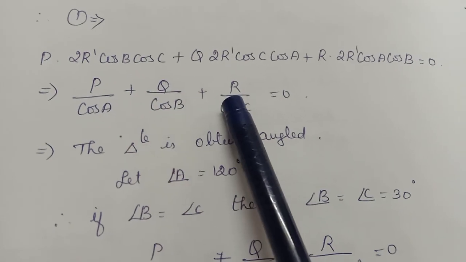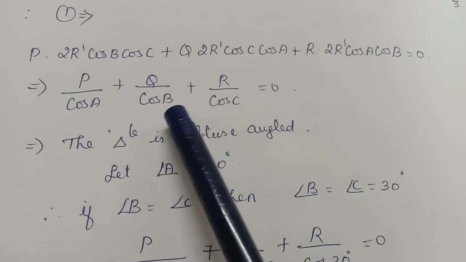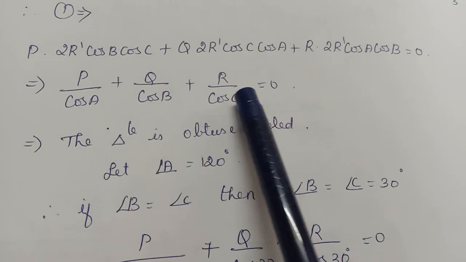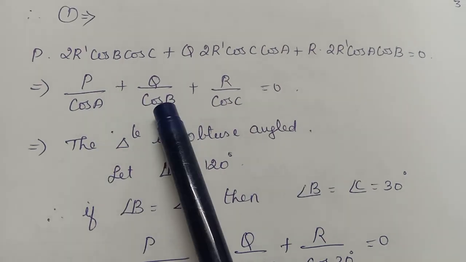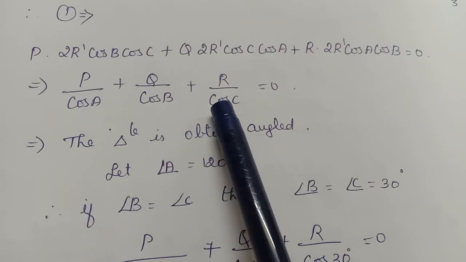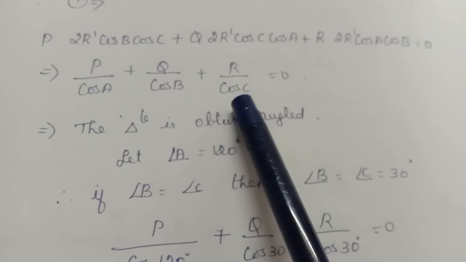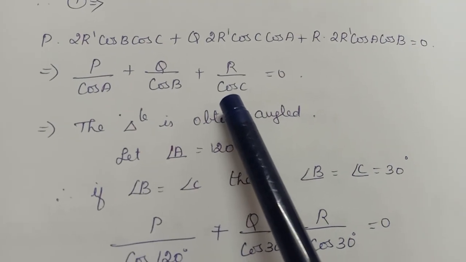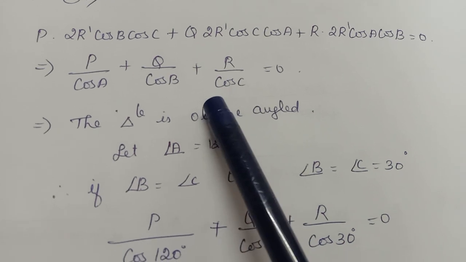These P, Q are magnitudes of the forces, no? They will be positive only. But the algebraic sum is equal to 0 implies any one of the cos values should be negative. Okay, when will you have negative values for cos? Only in the second quadrant. Second quadrant means obtuse angle.